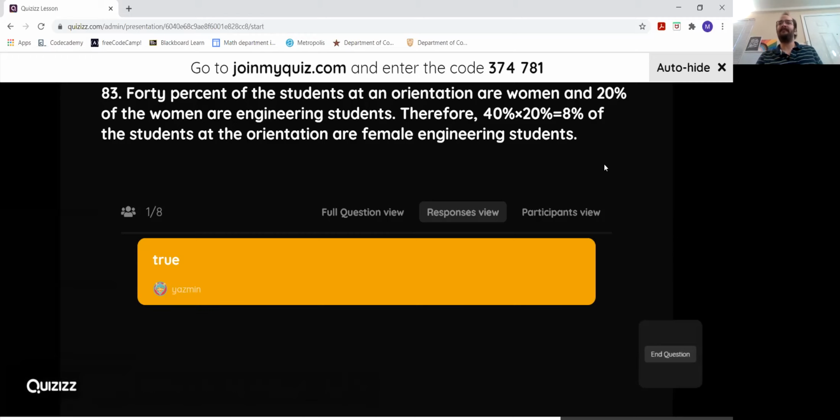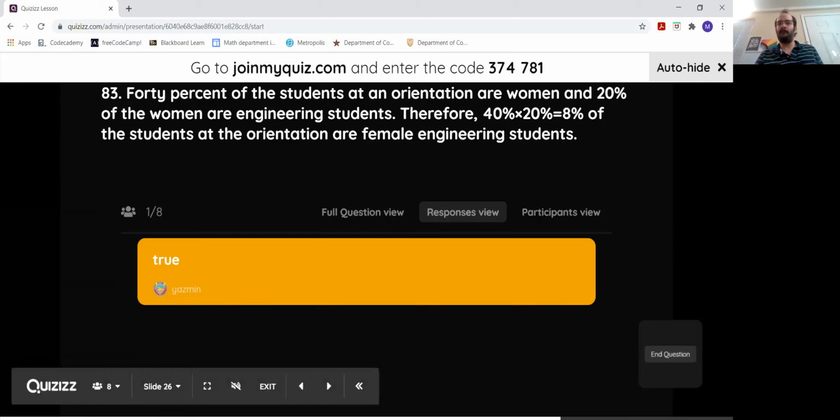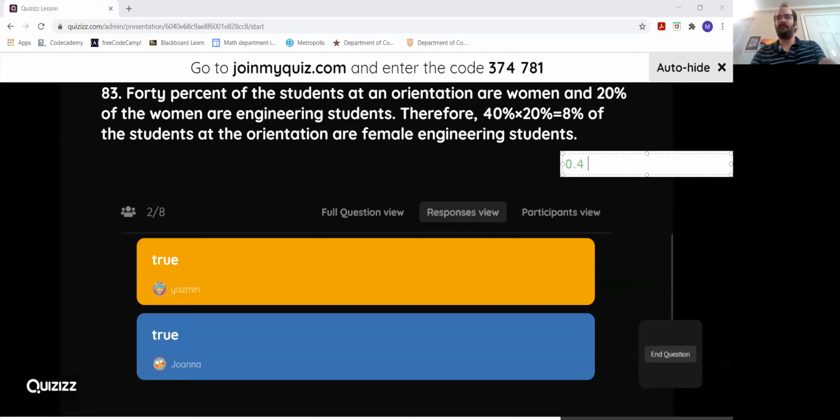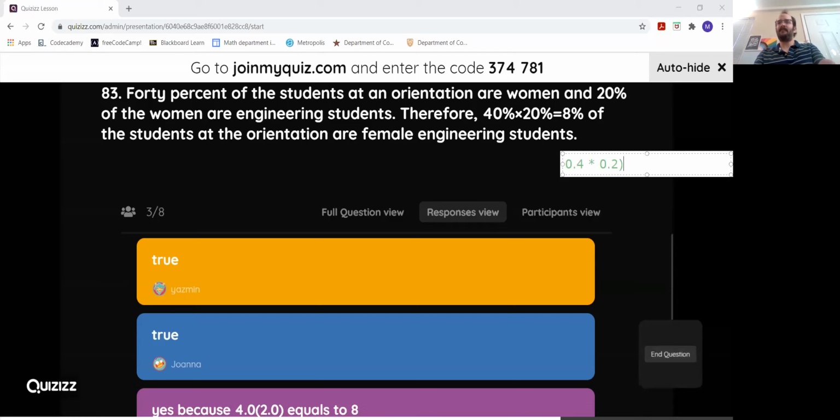40% and 20%. So it might be worthwhile thinking about these as decimals. If I do 0.4 and I multiply that by 0.2, am I getting 0.8?